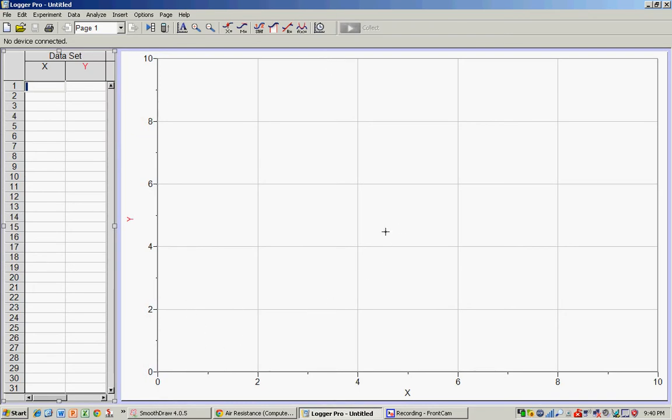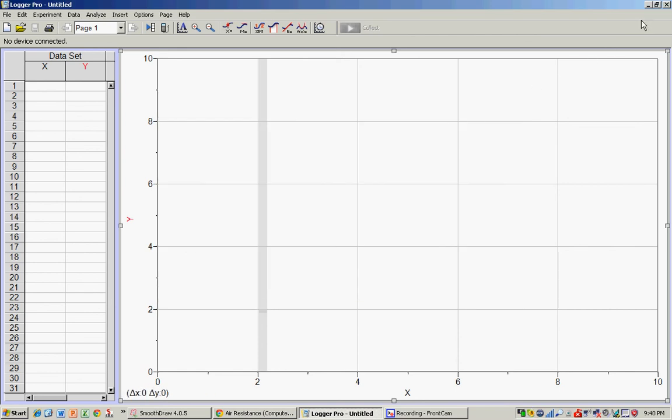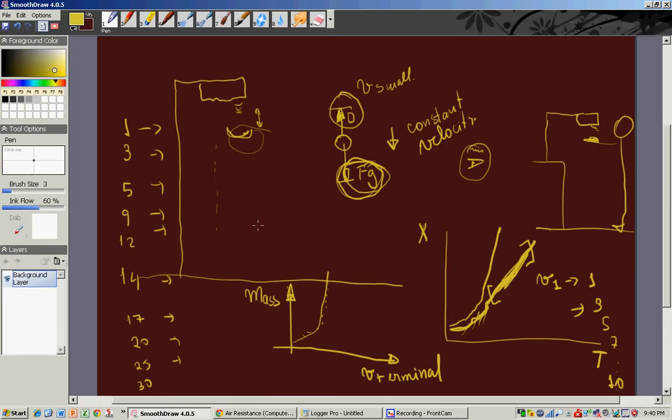Let me see if I have Logger Pro here. So once you have your graph taken, you go to your curve fit, and then you're going to try to fit one of these possible curves here. Okay, pretty much that's it.